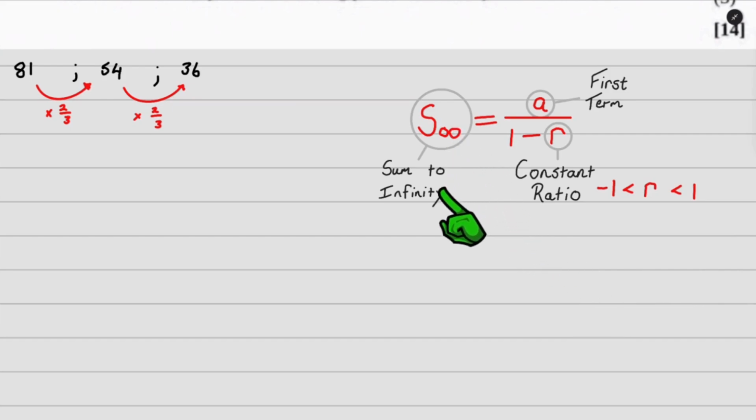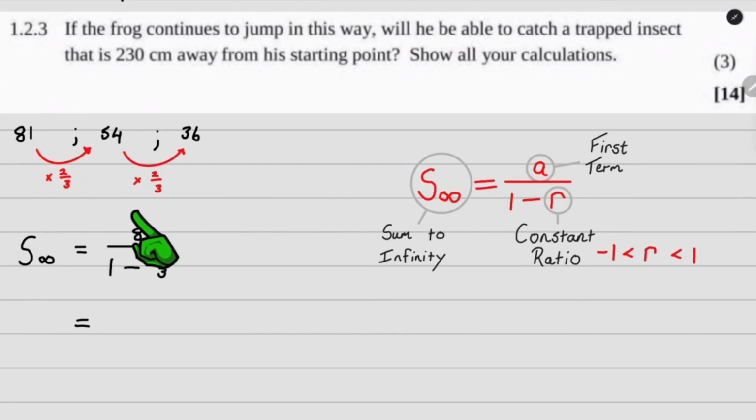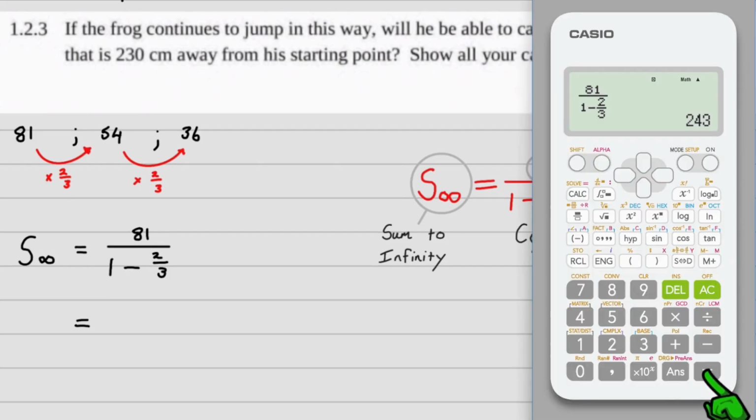So we've got the sum to infinity over there. We've got the constant ratio over there, and the ratio has to be in between 1 and -1 for you to use this formula. And we've got our first term on top there. So I'm going to pop all those in and see what happens. Okay, so I'll pop my first term in there, and I'll pop my ratio in there. And then this goes straight in the calculator. Let's see what it gives us. It gives us 243, and in this case it's centimeters, so our answer is 243 centimeters.